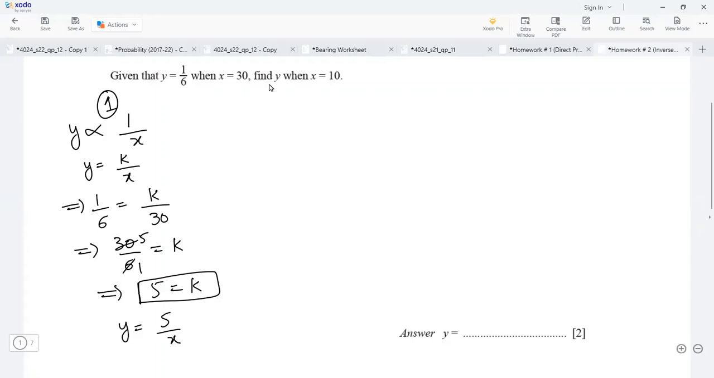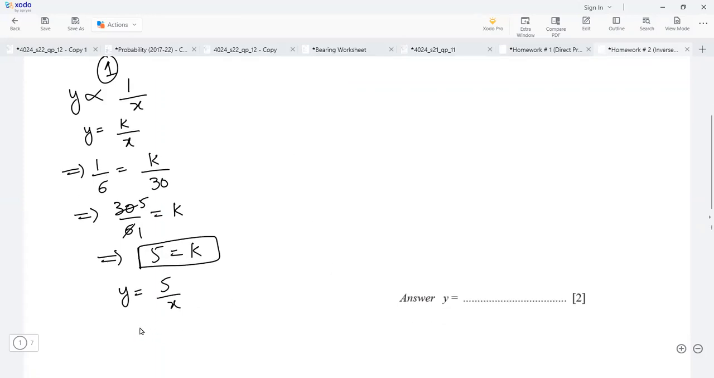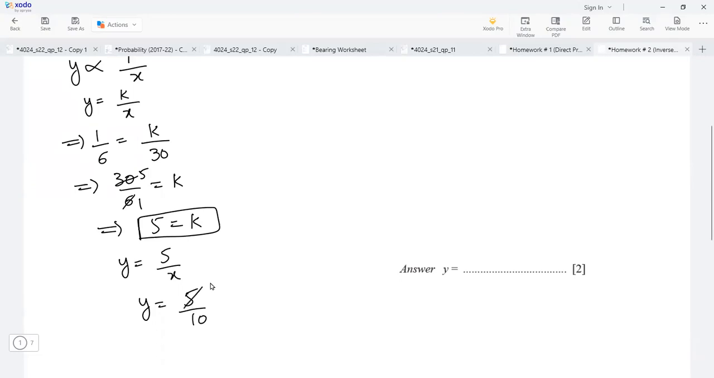In the next step, we have to find y. We write y as it is, where x is equal to 10. Replace the value of x with 10 and write down y as it is. So 5 over 10, and we can simplify it, since 5 times 2 is 10, to 1 over 2, or we can say 0.5. Both are the same thing. Because it's a paper one question, there is no need to convert the fraction into decimal form.